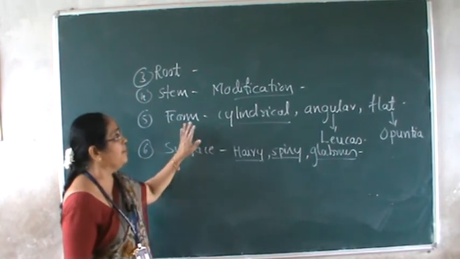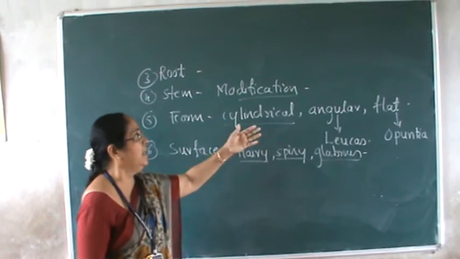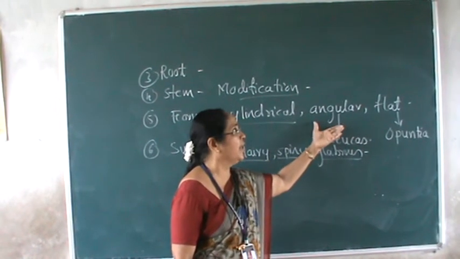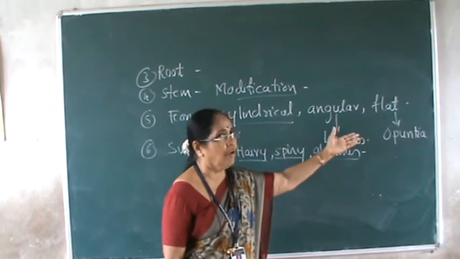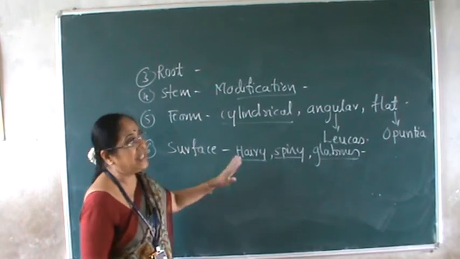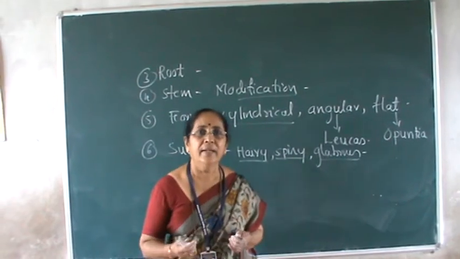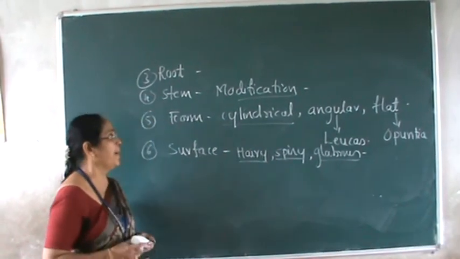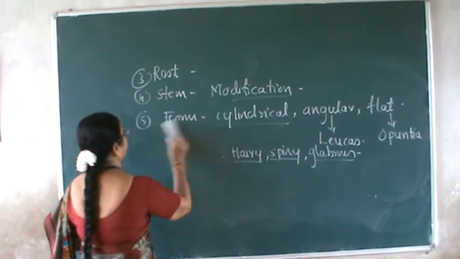Then the form of the stem: in the normal case, it will be cylindrical. Rarely, some plants have an angular kind of stem, and in the modification of phylloclade in Opuntia, it is flattened. That can be mentioned. Surface, if it is hairy, spiny, glabrous, that is to be mentioned in the stem part. Okay.